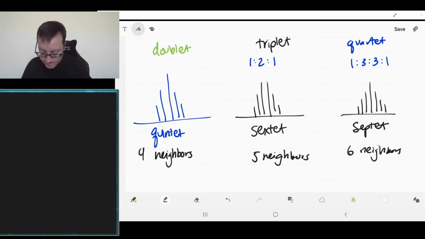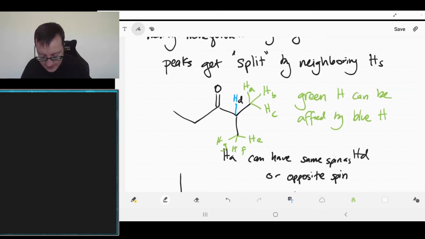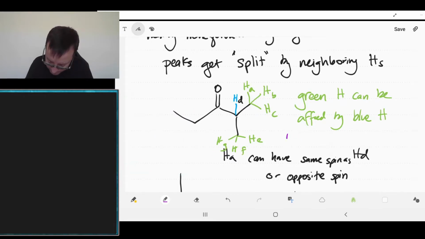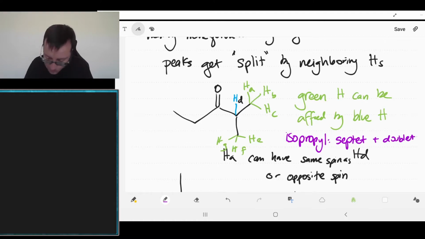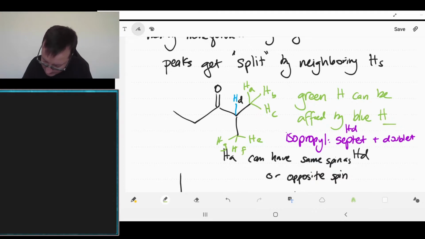And so, just looking at the shape of your signal, we see an isopropyl group like this will give you a septet and a doublet. Your blue H will be the septet, sorry, and your doublet will be all these, etc. All those green hydrogens will be the doublet.